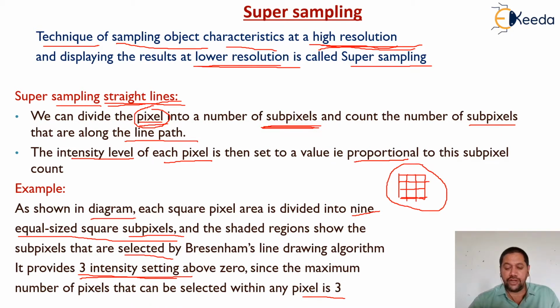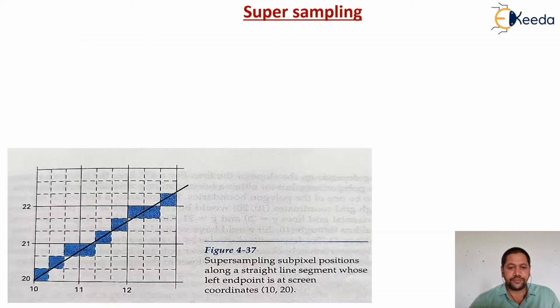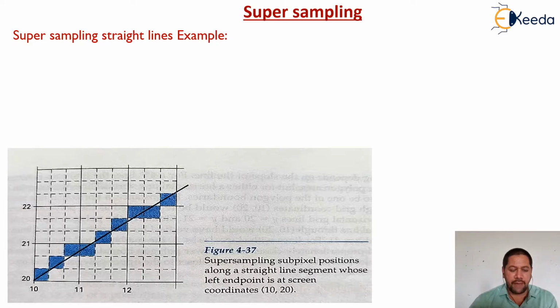Let us understand this in an example in detail. I'm moving to the next slide, and you can find this diagram. The same thing is here. Suppose I consider 1 pixel, which is now divided into 9 subpixels: 1, 2, 3, 4, 5, 6, 7, 8, 9.